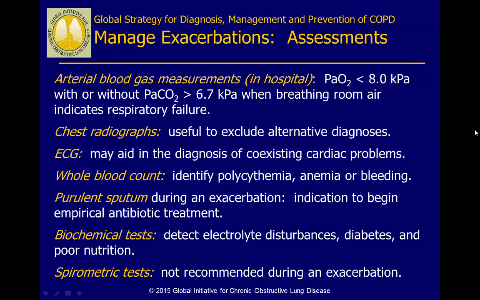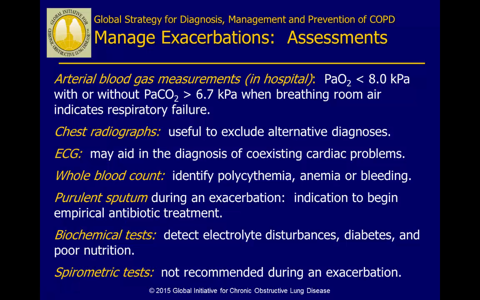Chest x-ray to basically rule out other disease processes such as pneumonia and pulmonary edema. EKG is just to make sure there are no coexisting cardiac problems. CBC. What will you see on the CBC? Well, you could see polycythemia. These patients tend to have a very high hemoglobin, and this is because of the compensation of hemoglobin to be able to carry the molecule of oxygen. Anemia could be present even though it's not as common as polycythemia, or even bleeding because they tend to have thrombocytopenia. Purulent sputum, so collect the sputum and culture it.